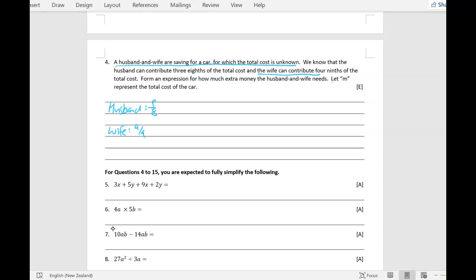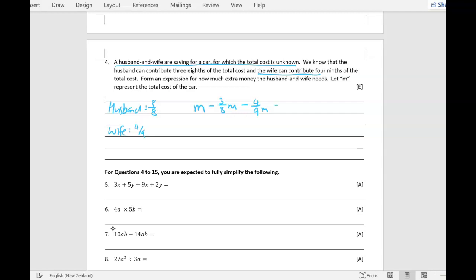So let M represent the total cost of the car. So if M is the car, we need to take away the portion that the husband can contribute, which is 3/8 of M. We also need to take away the 4/9 that the wife can contribute. And the leftover amount from that is going to be how much extra money the husband and wife need.